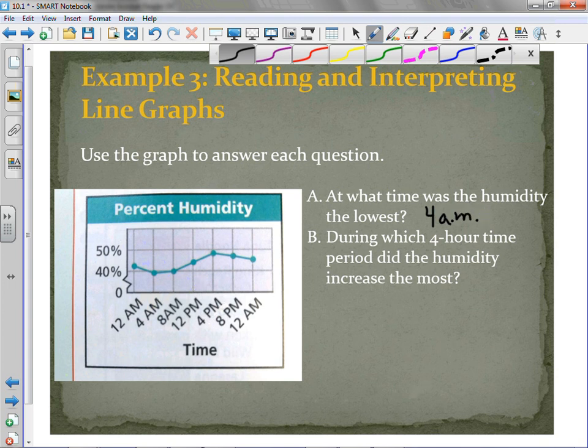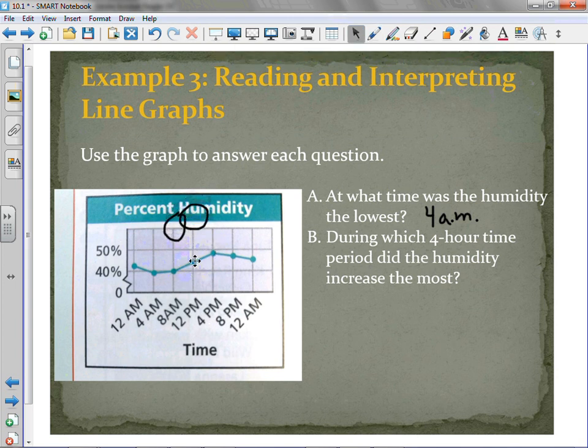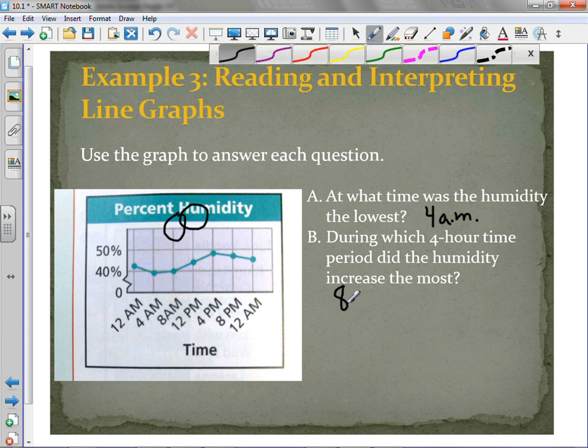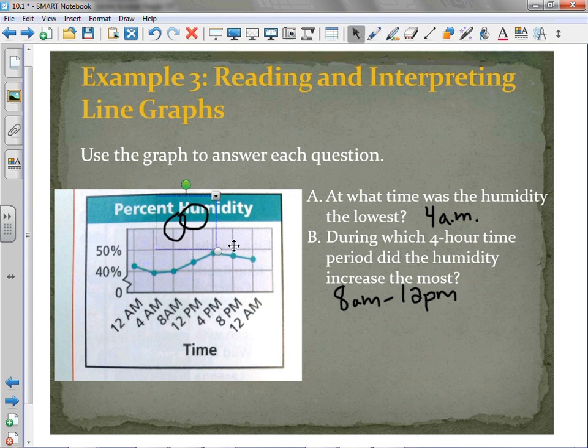Next question. During which 4-hour time period did the humidity increase the most? I see there's an increase here and an increase here. To be honest with you, I think both increases look pretty similar to each other, maybe with 8 a.m. to 12 p.m. with a slight advantage. I would accept both answers here. 8 a.m. to 12 p.m. is probably going to be my preferred answer, but I would also take 12 p.m. to 4 p.m. Increase means we're going to see which slope is the steepest.